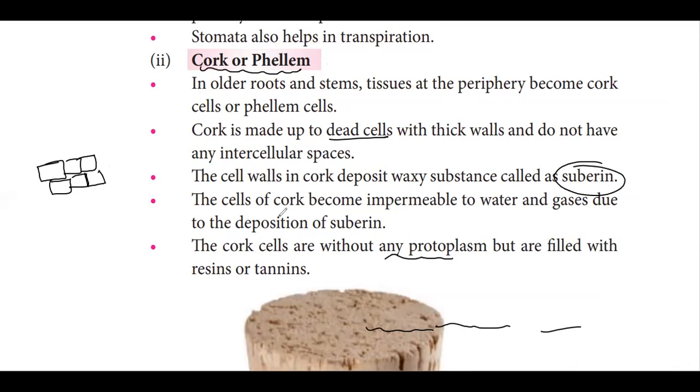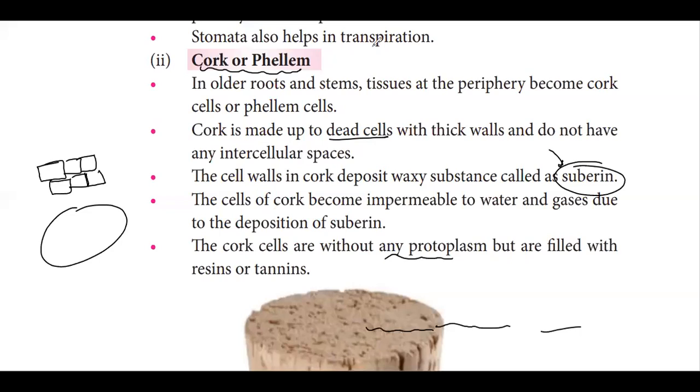We call it suberin, and because of that suberin, they are impermeable to water or gases. Moreover, the cork cells are without protoplasm. Instead of protoplasm, they are filled with resins and tannins. Resins means gum-like structures, or tannins. So they are filled with these. Okay.